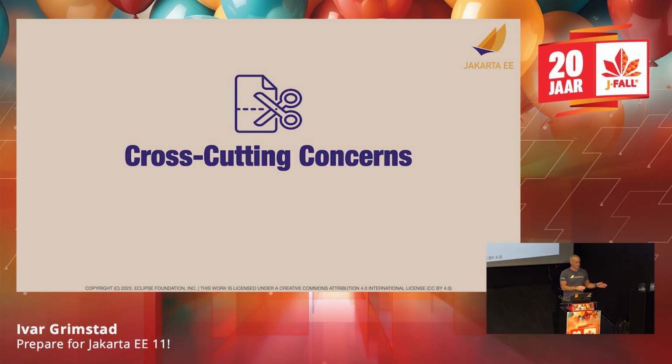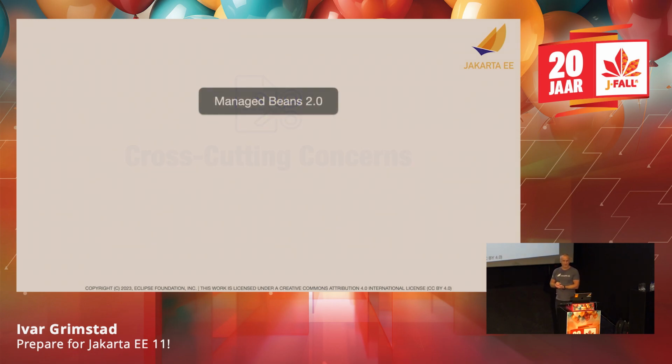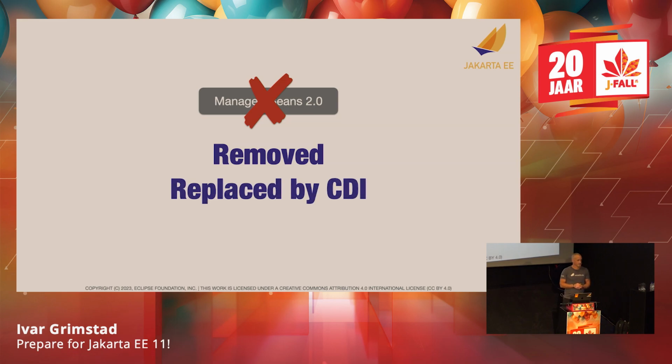We're doing some cross-cutting concerns across the specifications, kind of cleaning things up. One of the things we're doing is getting rid of managed beans. We're taking it away and replacing it with CDI. Managed beans has been around for a while, and it's been used by some of the specifications here and there, and now we're just taking it away and using CDI. Those that use managed beans will use CDI as a component model instead.